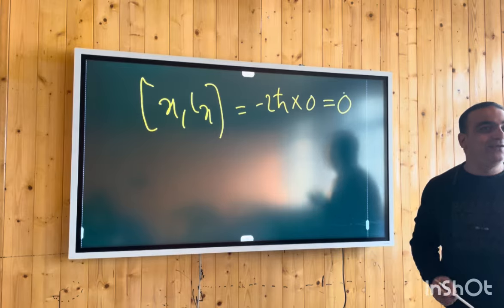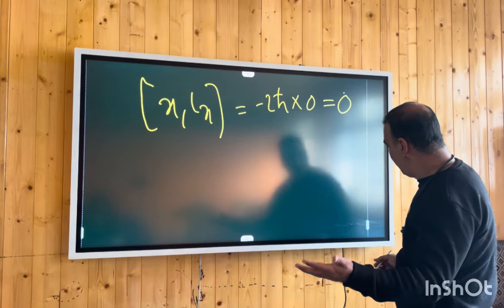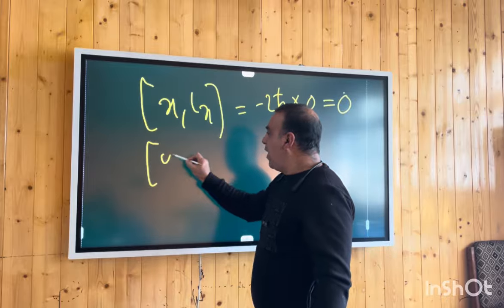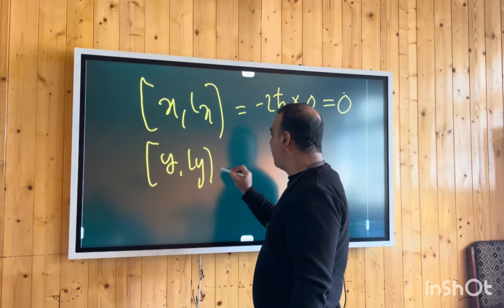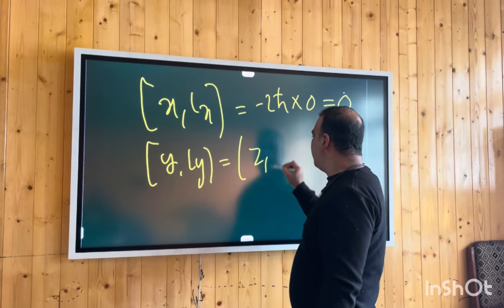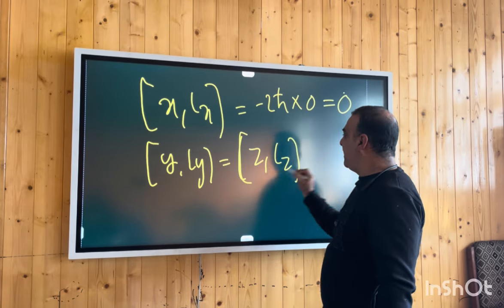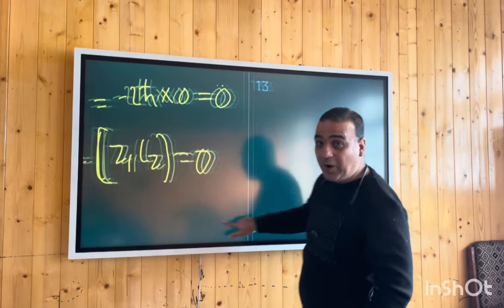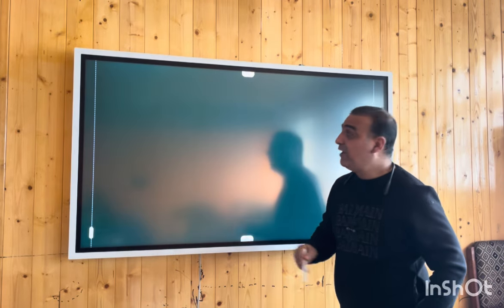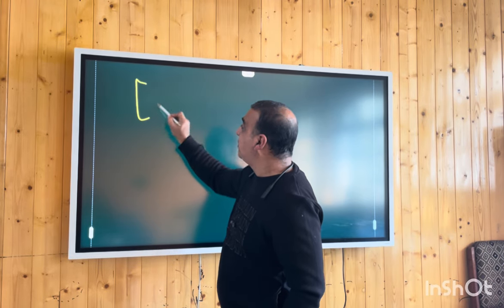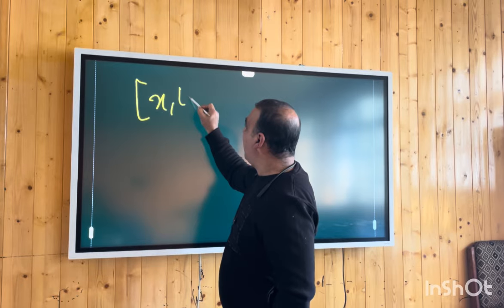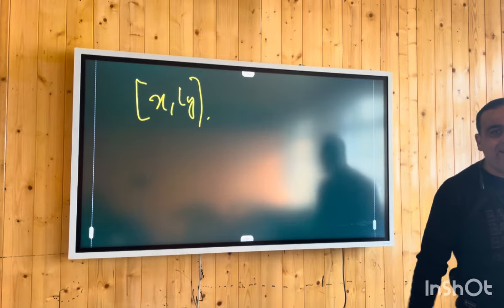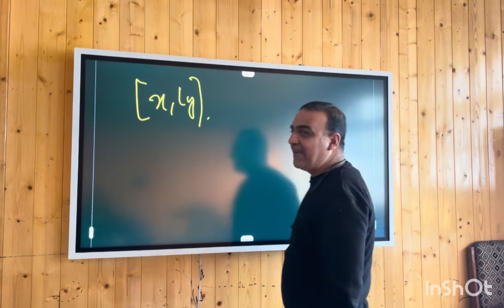Now let us go with another exercise. For this, yLy is equal to zLz is equal to 0. This is gone. But let's go with the other part of it. Let me choose the commutation between x and Ly. Let's take on the commutation between x and Ly.